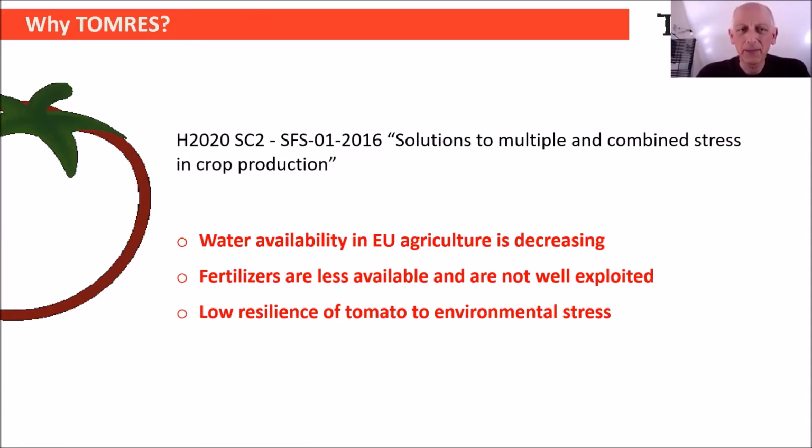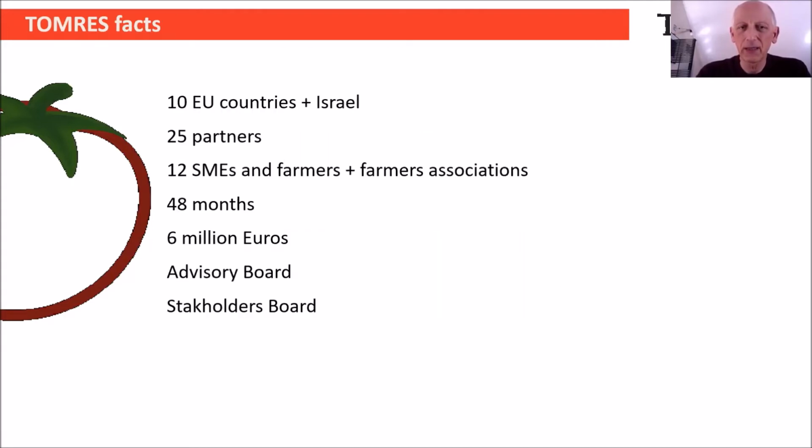TOMRES is a project that stemmed from a call in 2016 about solutions to multiple and combined stress in crop production. So it deals with combined stress in crop production, in particular water availability and fertilizer availability. So the starting points for this project are that we need to check the availability of water and of fertilizers, and also we focus on tomato, because tomato is a very important crop that, however, is cultivated with genotypes that are not so well adapted to stress conditions.